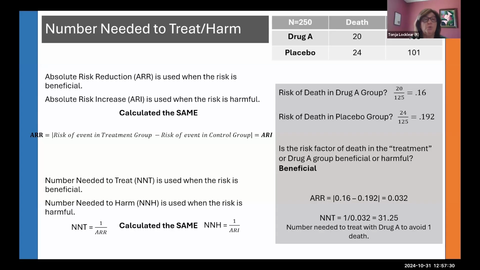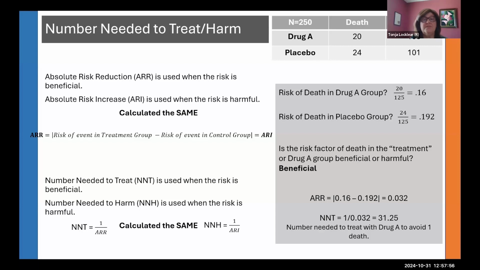So we have absolute risk reduction, and that is used when the risk is beneficial. Absolute risk increase is used when the risk is harmful. In other words, it's calculated the exact same way. You take the risk of the treatment group and subtract it from the risk of the control group. When we subtract these two, we take the absolute value, so it's going to be a positive value at all times. And we're going to get 0.032.